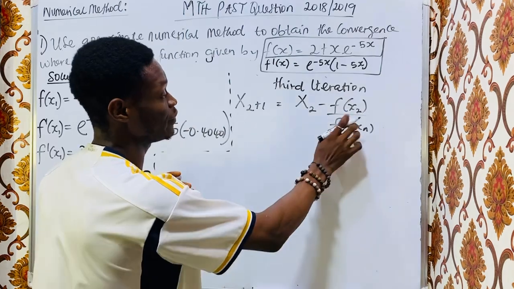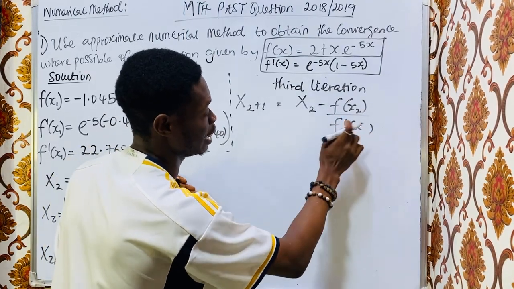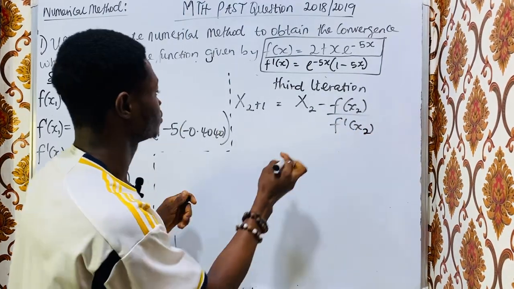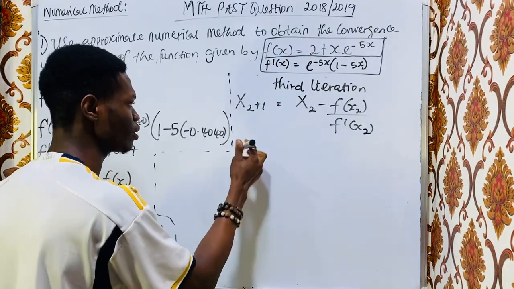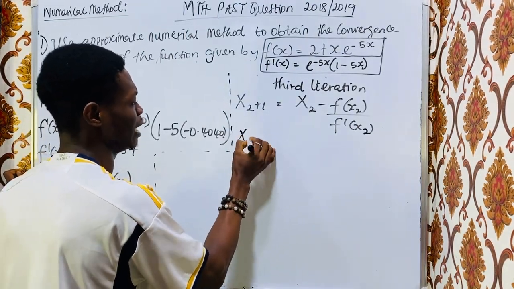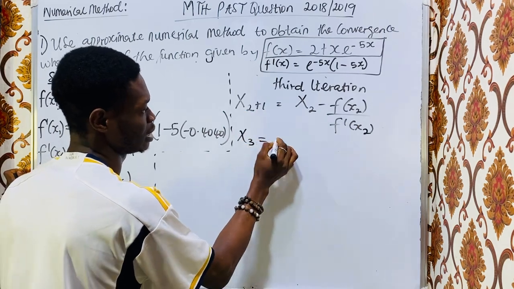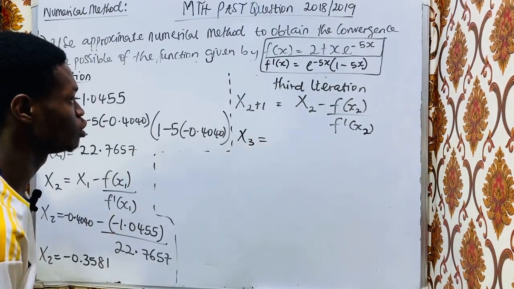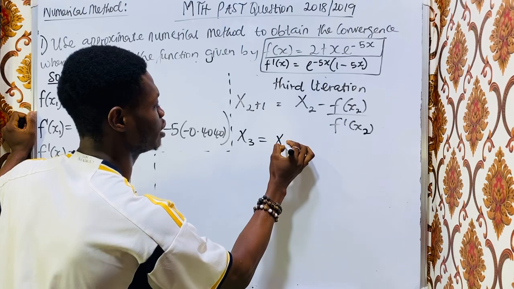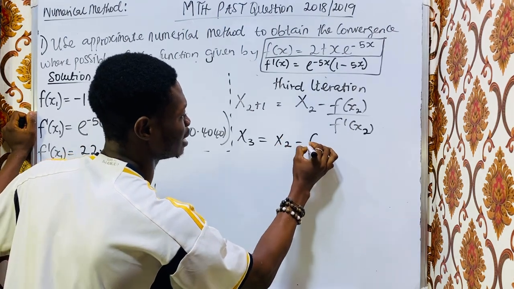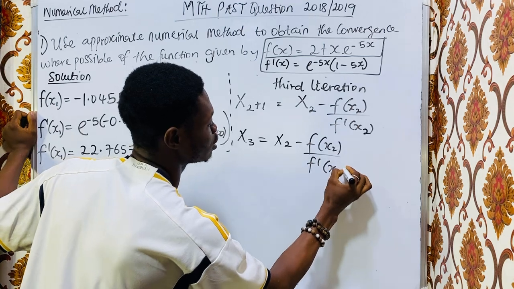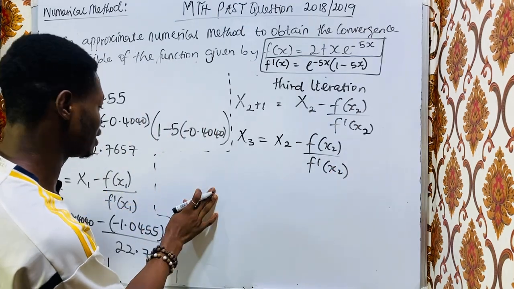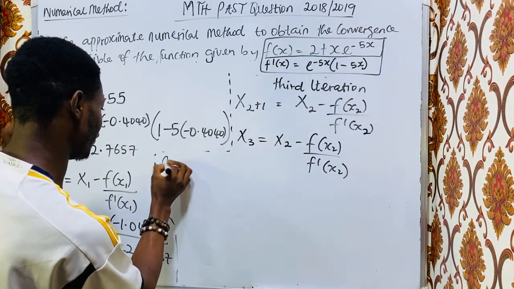So we have x of what? f prime of x2, right? So it's what we are going to use to obtain the third iteration. So x_{2+1}, that is x3, is equal to x2 minus f of x2 all over f prime of x2. So now we are going to get our f of x2.